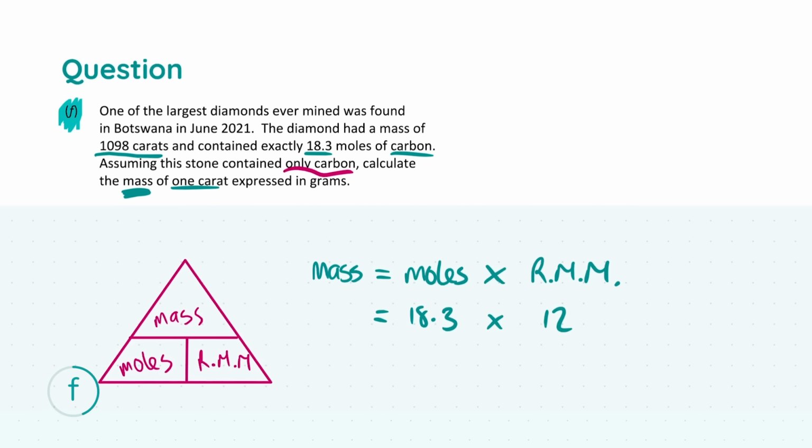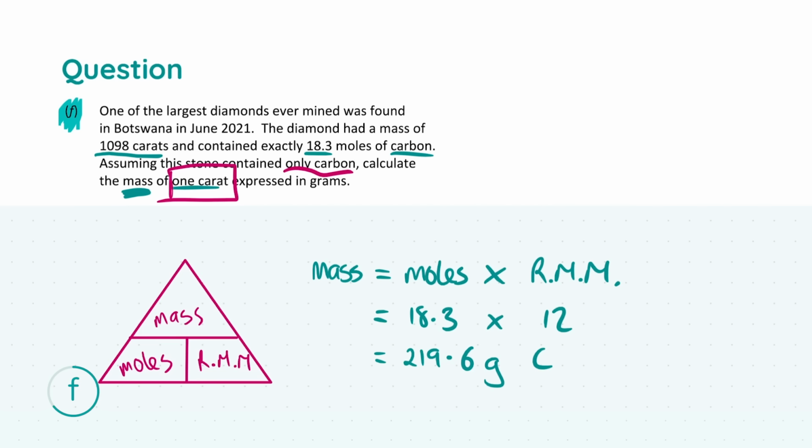So multiplying these two things together, what we're going to find is that there are 219.6 grams of carbon present in this diamond. And we're almost finished in this case. We just need to refer back to the last line of our question. In this case, it's saying that we're asked about 1 carat. So what we were looking at earlier is all of the carbon in this huge diamond, and we were told that this diamond is comprised of 1,098 carats. So if we want to find 1 carat, let's just divide this mass we found, this 219.6 grams of carbon, by 1,098 to find the number of carats.